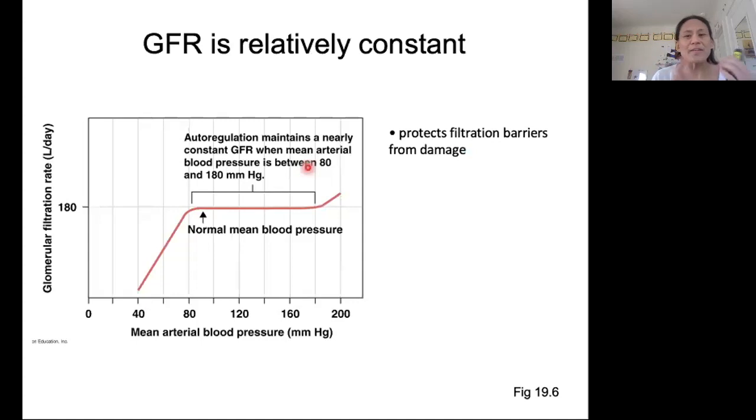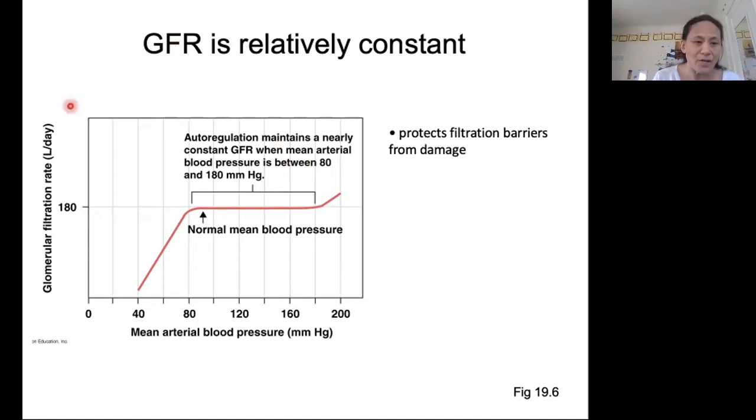So we just went over these factors that are going to affect GFR. We talked about the filtration barrier, the barrier permeability there. We also talked about net filtration pressure. And in class, we're going to go over some scenarios where we change a few things and see how that affects GFR or net filtration pressure. But I do want to point out that GFR is usually relatively constant.